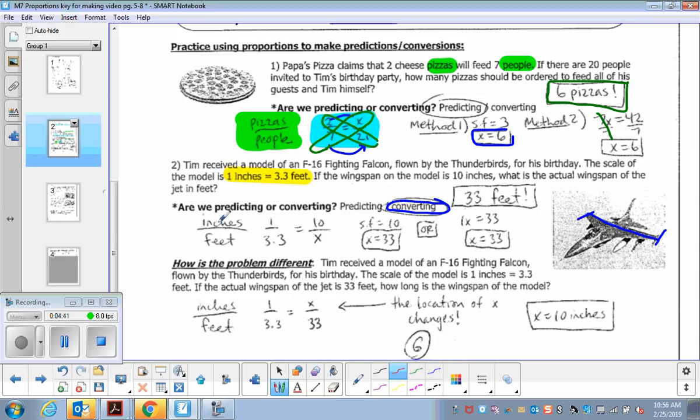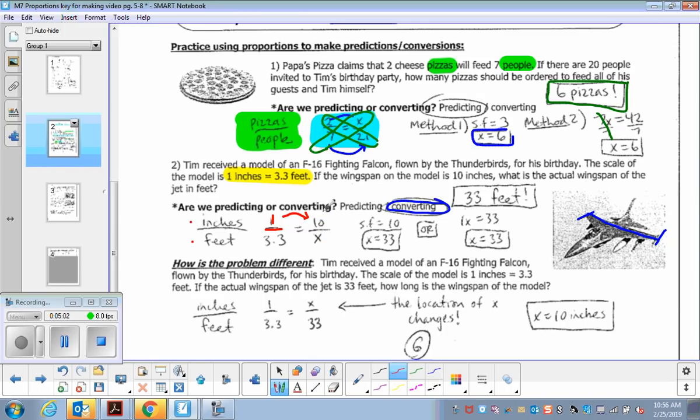And what we're going to do is we're going to write up what we're comparing first. We're comparing inches to feet, and we've now written it in words. We've been given that 1 inch will represent 3.3 feet in real life, and we're going to use that now to convert the 10 inches that the model actually is to how many feet it is in real life.